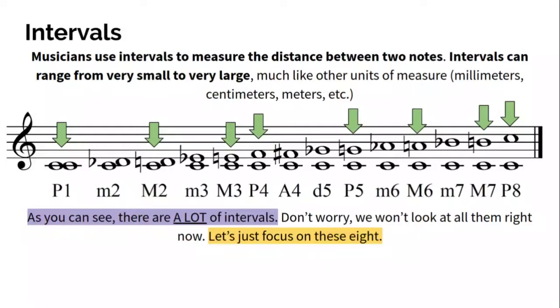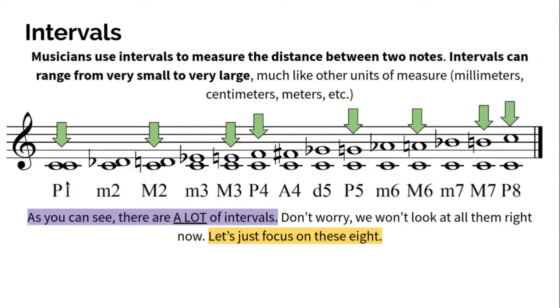All right, so here's our introduction to intervals. Musicians use intervals to measure the distance between two notes. Intervals can range from very small to very large, much like other units of measurement, such as millimeters, centimeters, meters, and etc. Notice that here in the example, they get increasingly larger. So millimeters is our smallest one, centimeters is a little bit bigger, meters even bigger, etc.